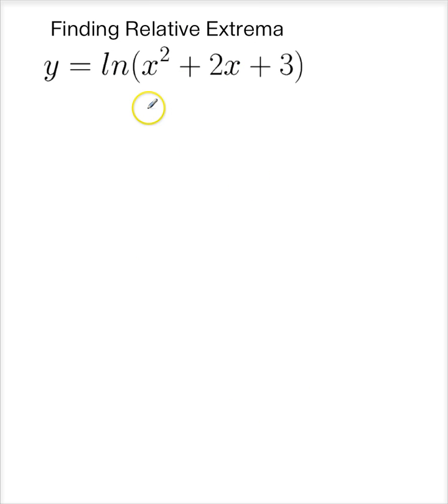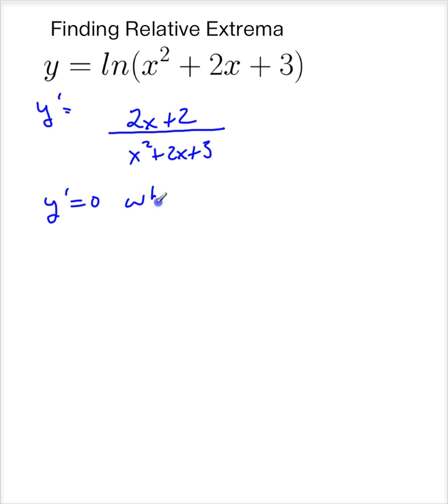We can also find relative extrema. Relative extrema will be where the first derivative is 0. So I find y prime, and this is this whole denominator. And now I need the derivative of the numerator, and that's 2x plus 2. All right. I didn't really need logarithmic differentiation for this one, but this is a cool problem. So y prime is 0 when 2x plus 2 equals 0, or x equals negative 1.